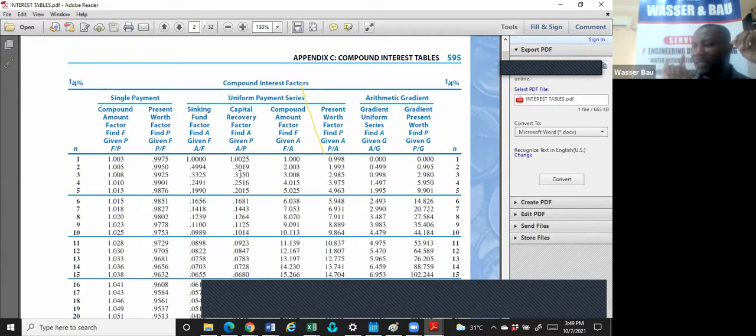What this simply means is that in any economic terms, one of them will fit in. Either you are trying to recover capital from a project, or you are trying to compound the future amount of a project, or you are trying to get the sinking fund. When you hear the word sinking, it simply means the money that you pay in for some investment that you cannot recover.